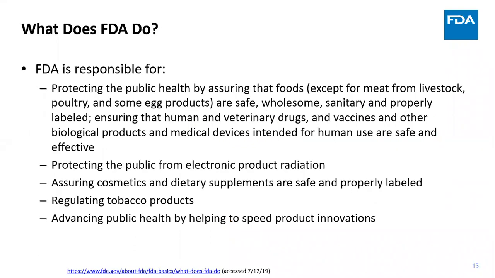FDA is responsible for protecting the public health by ensuring that foods, except for meat from livestock, poultry, and some egg products, are safe, wholesome, sanitary, and properly labeled, and ensuring that human and veterinary drugs and vaccines and other biological products and medical devices intended for human use are safe and effective. Second, protecting the public from electronic product radiation. Third, assuring cosmetics and dietary supplements are safe and properly labeled. Fourth, regulating tobacco products. And fifth, advancing public health by helping to speed product innovation.